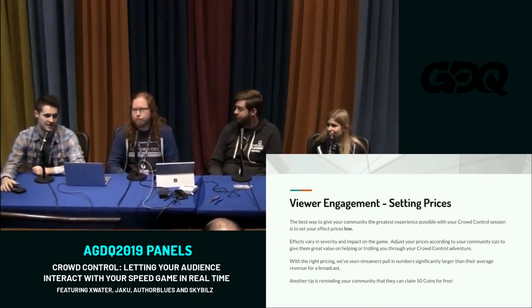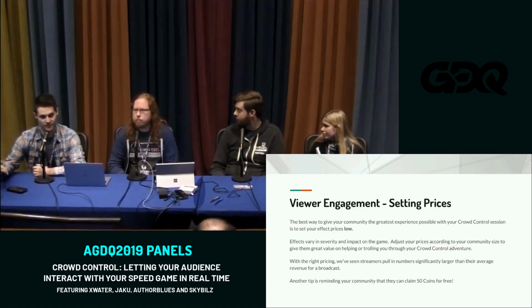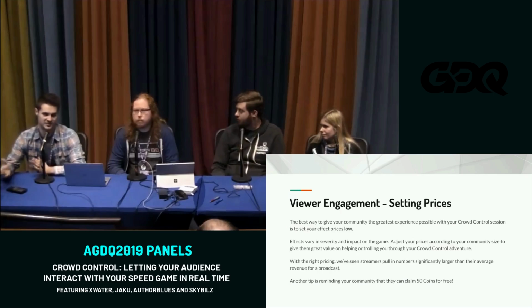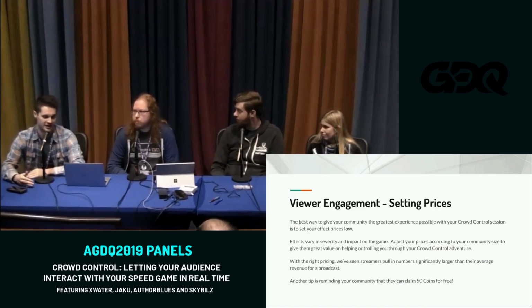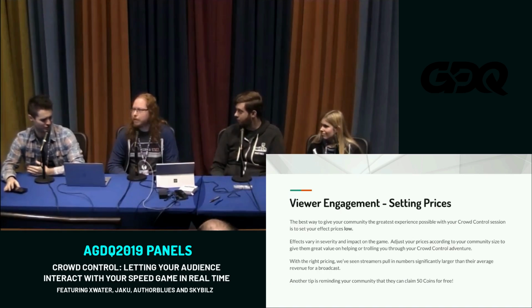Another important thing to do during your crowd control sessions is, since people will be coming in and out of your stream, to remind newcomers that those 50 free coins are available. Have one fun effect that's not the most impactful but shows off the software well enough at 50. Like in Super Mario Bros. 3, setting the frog suit right at 50 is perfect. Everybody loves the frog suit, it gives people a chance to see it, and they're like, wow, this is pretty cool.